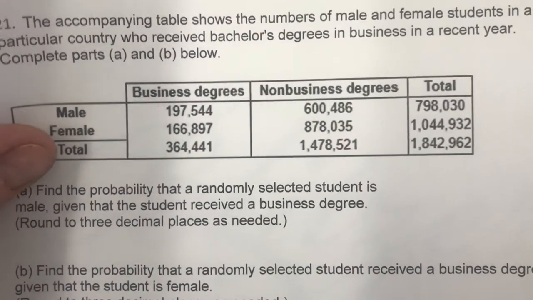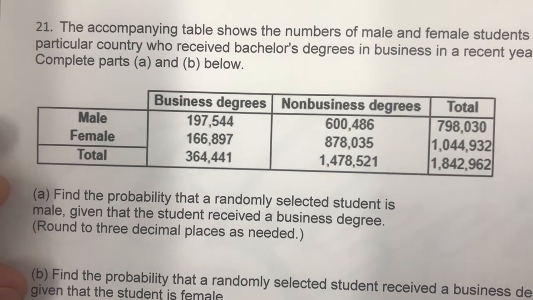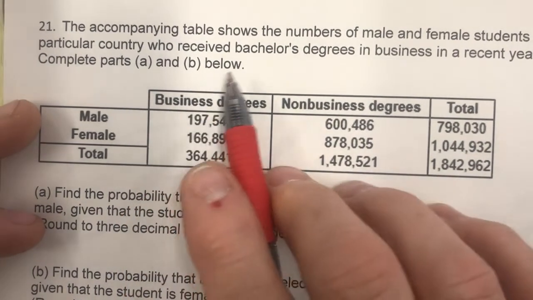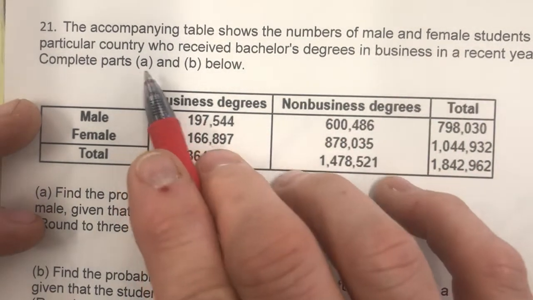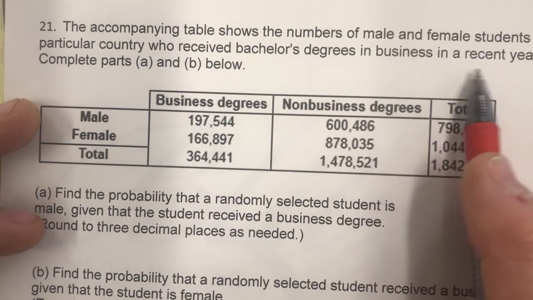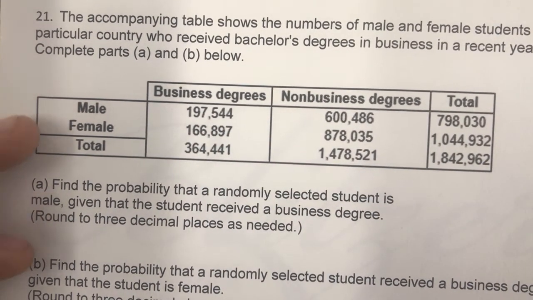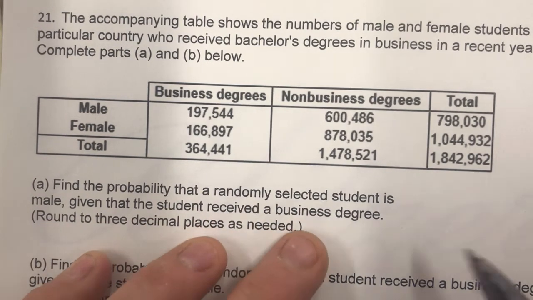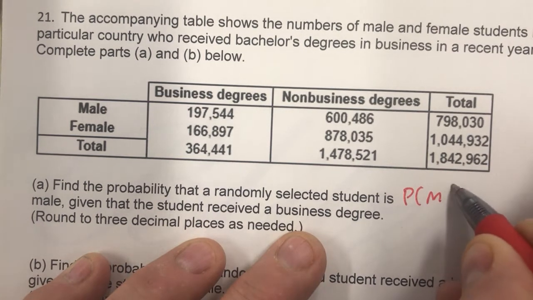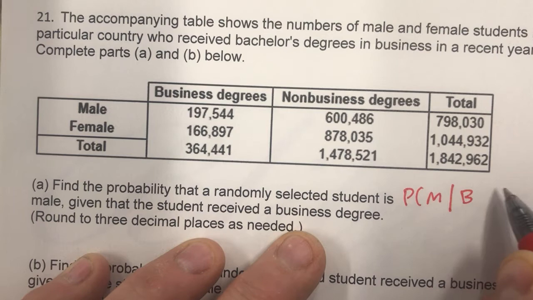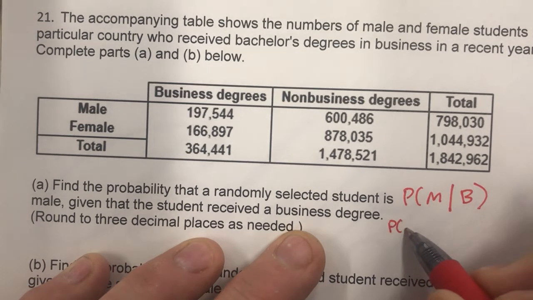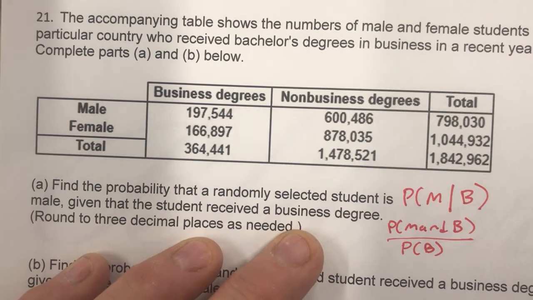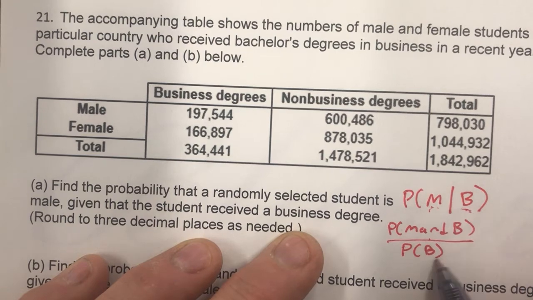Well, we got two more. All right, so on this one, number 21, we've got this accompanying table that shows the number of male and female students in a particular country who received bachelor's degrees in business in a recent year. Find the probability that a randomly selected student is male given that the student received a business degree. So we want the probability that they're male given that they got a business degree. So it's going to be the probability of male and business degree divided by the probability of business degree. So it's both of these on top, just this one on the bottom.